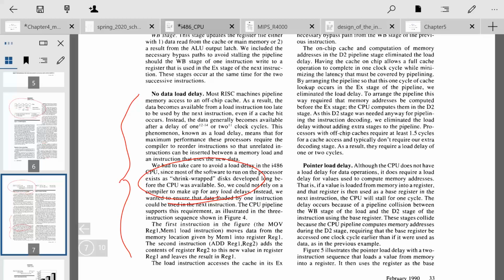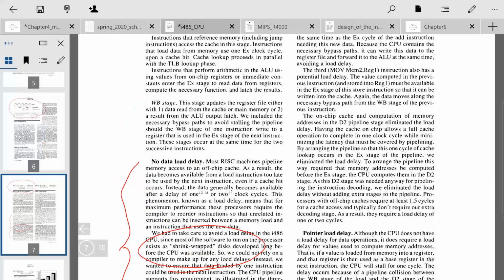But in the case of if you're running Windows, it's not readily available. The source code's not available. You can't just recompile. Okay, so for Intel, backwards compatibility has always been really important. So what they were saying is if they didn't architect out this load delay in their pipeline, then they would suffer poor performance. They would not be able to achieve that throughput of one clock cycle per instruction.